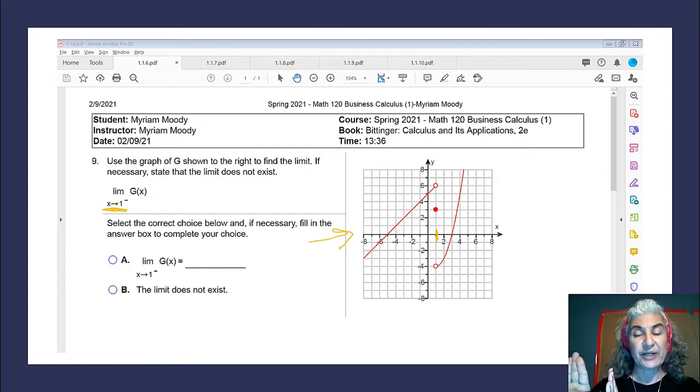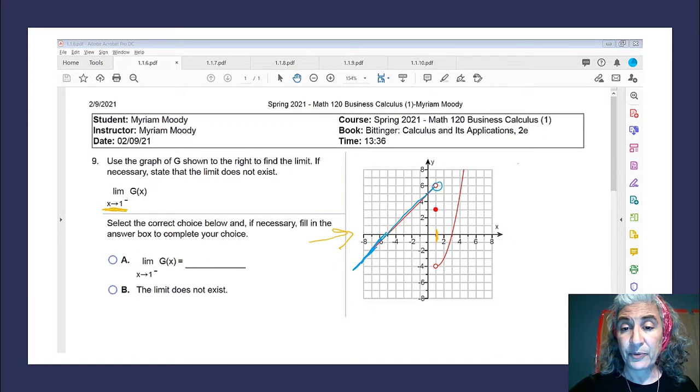I don't care about the right side at all. All I care about is the left side. So I am going to travel on this graph from the left, and as I travel on this graph from the left side, and I approach +1, I end up at that point, don't I? Now, that point is the point (1, 6), isn't it?